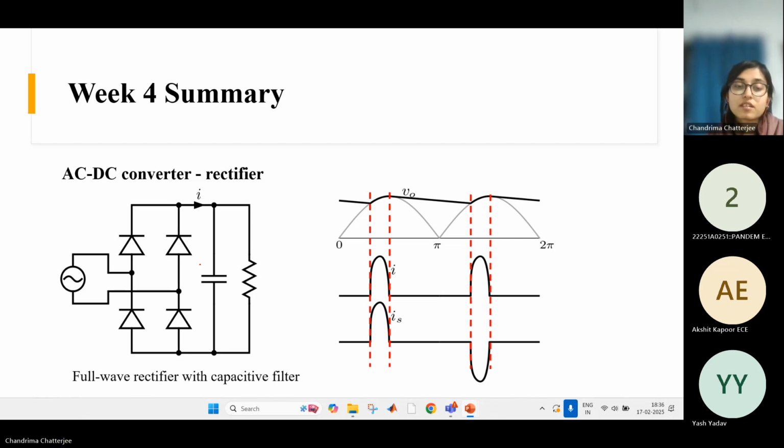Here, there is an additional component: this capacitor. We have our AC source, we have the diode full bridge configuration, and we also have our load resistance. Along with that, in parallel with the load, we have a capacitor. So why are we adding this capacitor?